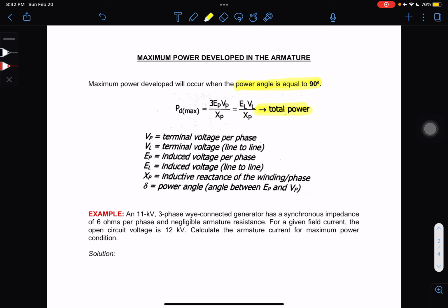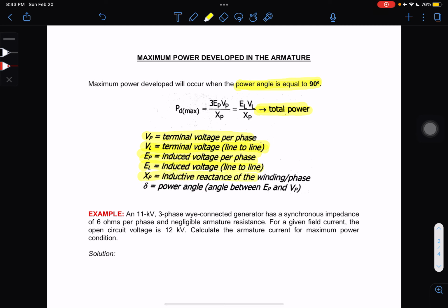So take note, our VP is the terminal voltage per phase. And our VL is the terminal voltage line to line. Our EP is the induced voltage per phase. And our EL is line to line induced voltage.